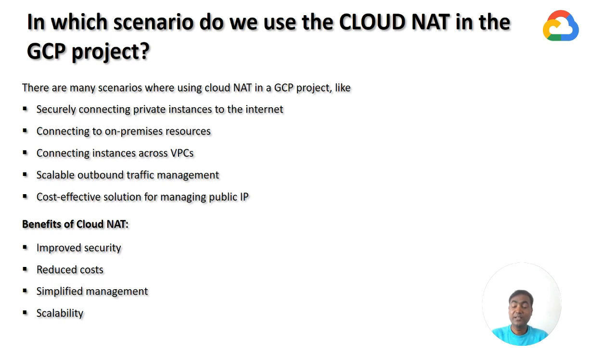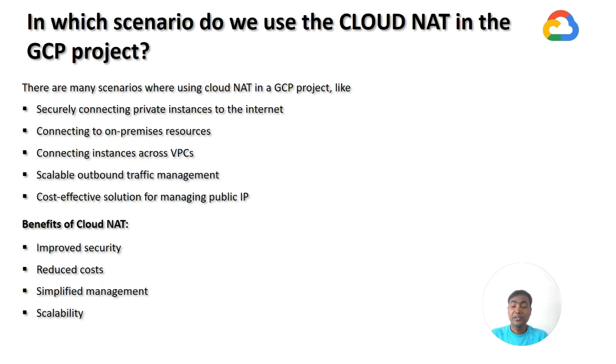Similarly guys, connecting to on-premises resources. If you have resources in your on-premises network that your GCP instances need to communicate with, Cloud NAT can be used to establish this connection by acting as a bridge between your VPC and on-premises network. It allows your private instances to send and receive traffic from your internal resources securely.